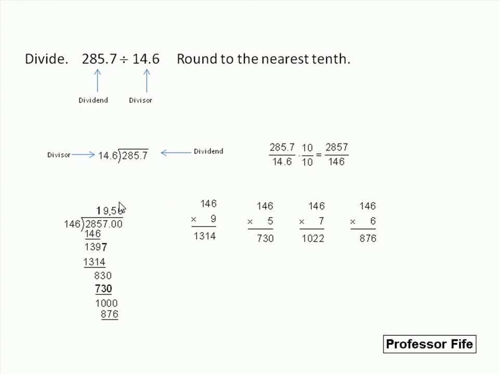So here's our answer. Working it out to 2 decimal places, we get 19 and 56 hundredths. And we want to round that to the nearest tenth. So rounding to 1 decimal place, that second decimal place is 5 or higher, so we round up. The 5 becomes a 6, and everything to the right drops off. You get 19.6.